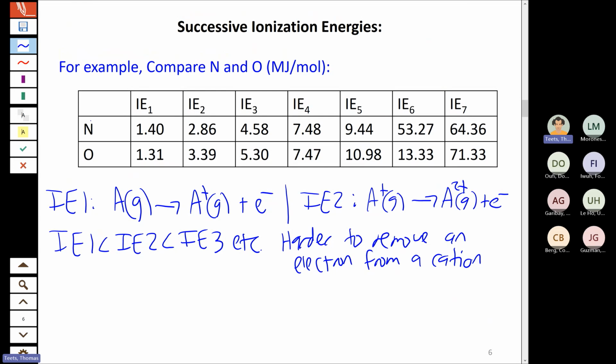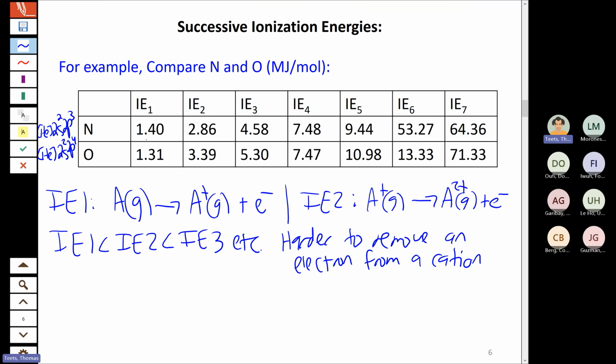So if we compare nitrogen and oxygen, nitrogen has a valence electron configuration of, well, let's just write the whole thing out, helium, and then the valence electrons are 2s2, 2p3. Oxygen would have a helium core, and then 2s2, 2p4. So they just differ by 1 electron. But the number of valence electrons for nitrogen is 5. The number of valence electrons for oxygen is 6.